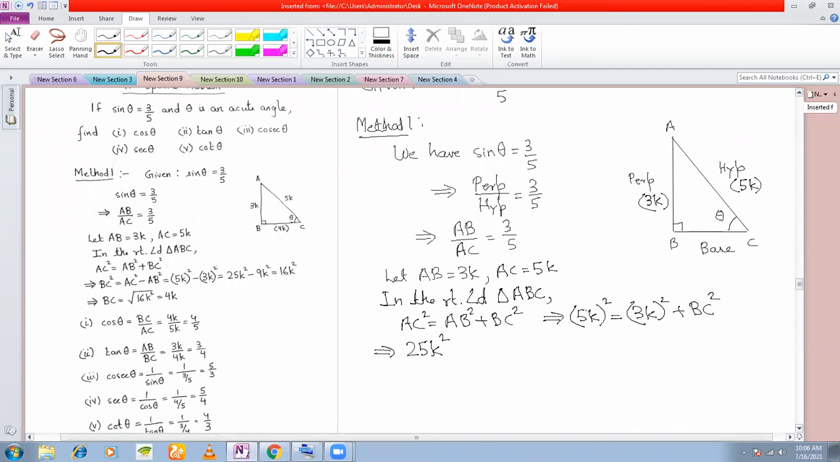Now remember, 5K is 5K whole square. The square is not only above 5, and not only above K. So you need to square 5 and you need to square K. That is why 5K whole square is 25K square. Many of you make that mistake. 3K whole square will become 9K square, not 9K, or not 3K square only. Many of you make the mistake of writing this as 3K square, or sometimes as 9K. This is wrong. It should be 9K square. Do not make this mistake.